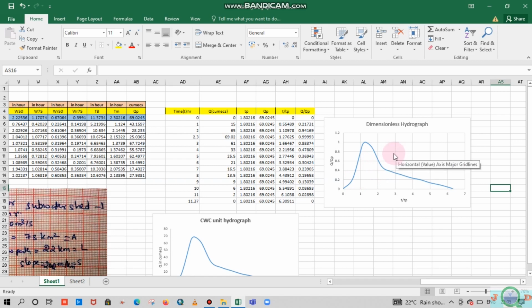If you want to know the behavior of different subwatersheds in a whole basin, the major advantage of the dimensionless unit hydrograph is that you can relate the different watersheds in a large basin with it. So I hope you understand this dimensionless unit hydrograph and how to construct it.